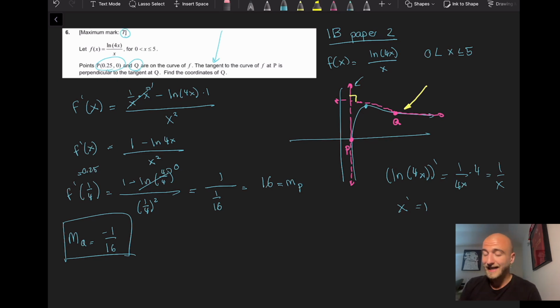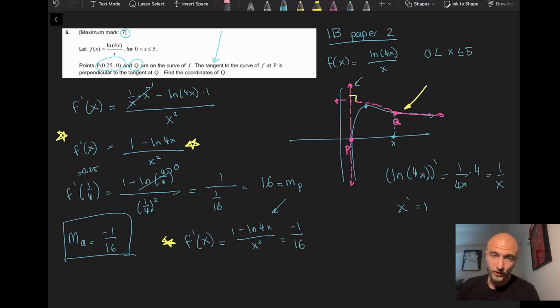Okay, we're almost there. The last step of this is to go back to our derivative, and if we rewrite it, we know that the derivative of this function, 1 minus the ln of 4x over x squared, at some point has to be equal to negative 1 over 16. If we can figure out what x value that is, that's going to give us the x value that corresponds to point Q. Don't worry, you don't have to do this algebraically. It would be a nightmare to do this algebraically.